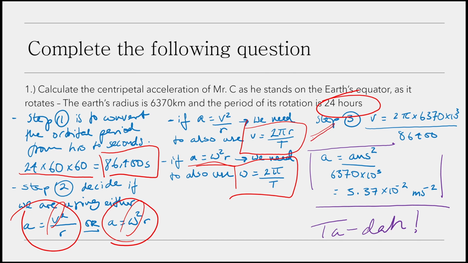I decided to use this one here, and I calculated for velocity. Note that I did convert my radius into meters. You can see that I made that conversion there. Once I have my linear velocity, I just plug my numbers into a equals v squared over r, and this is the answer that you have. That is a 3, by the way. So 3.37 times 10 to the minus 2 meters per second squared. That's how we can use our understanding of centripetal acceleration and apply it to an example question.